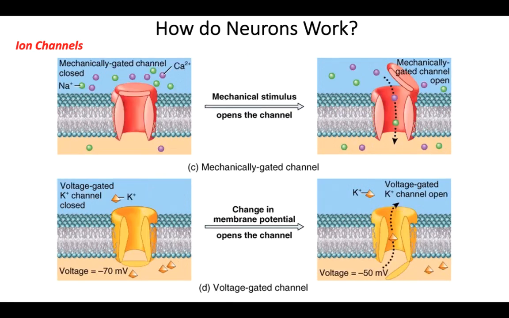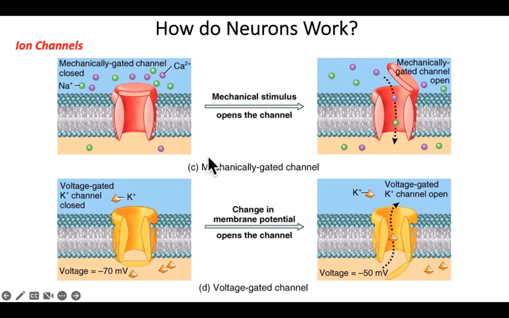You could have a mechanical stimulus. So some sort of mechanical stimulus opens the channel and lets the ion through. Mechanical might be some sort of pressure on the sensory neurons, so sensory neurons that detect pressure, or touch receptors. A mechanical stimulus could also be stretching of an organ that stimulates neurons.